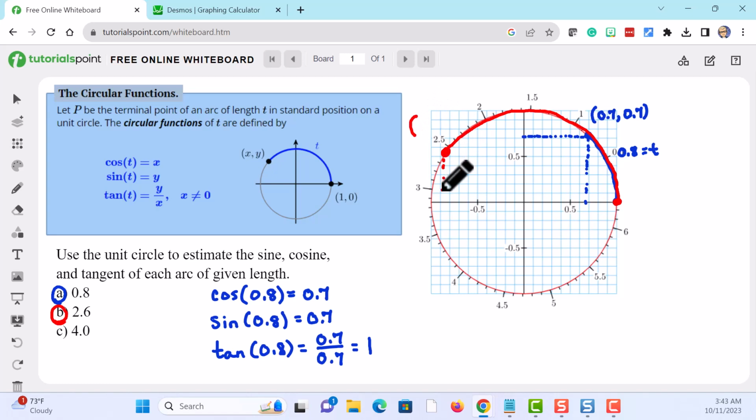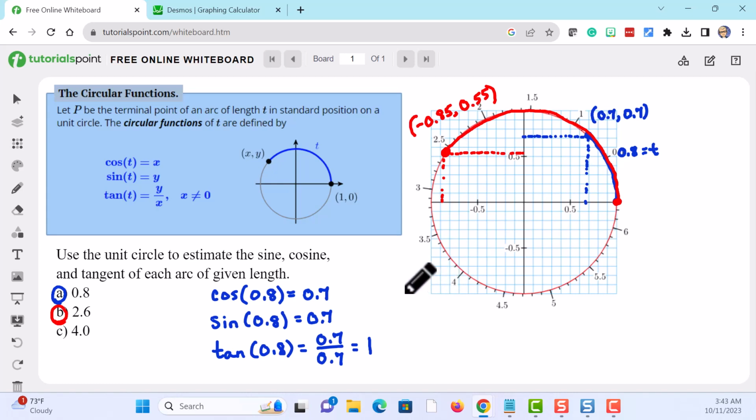If we look down at the x-axis, we can see that the x-coordinate is approximately negative 0.85, I'm going to say. And for the y-coordinate, we look across at the y-axis, and it looks like it's somewhere between 0.5 and 0.6, so I'm going to estimate it to be 0.55. And then now we're ready to evaluate.